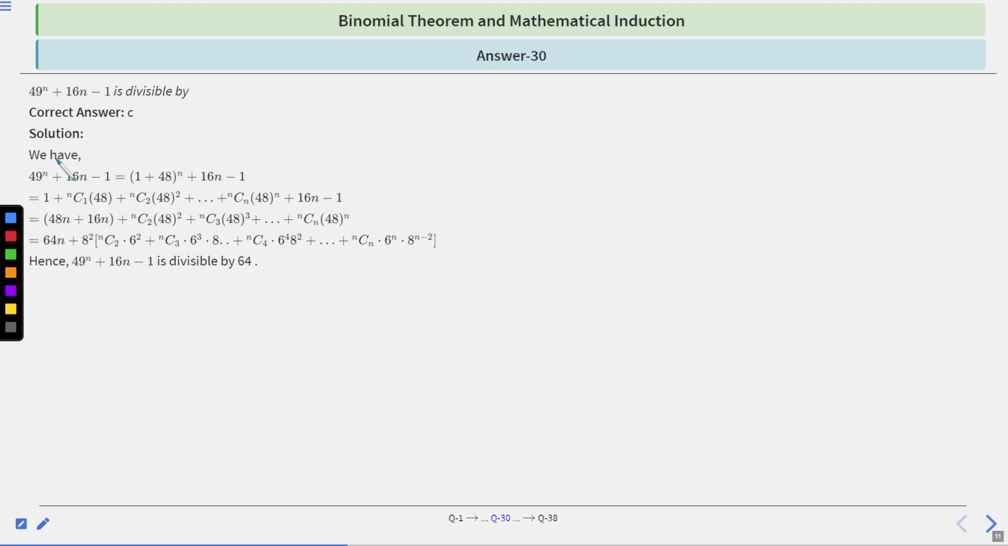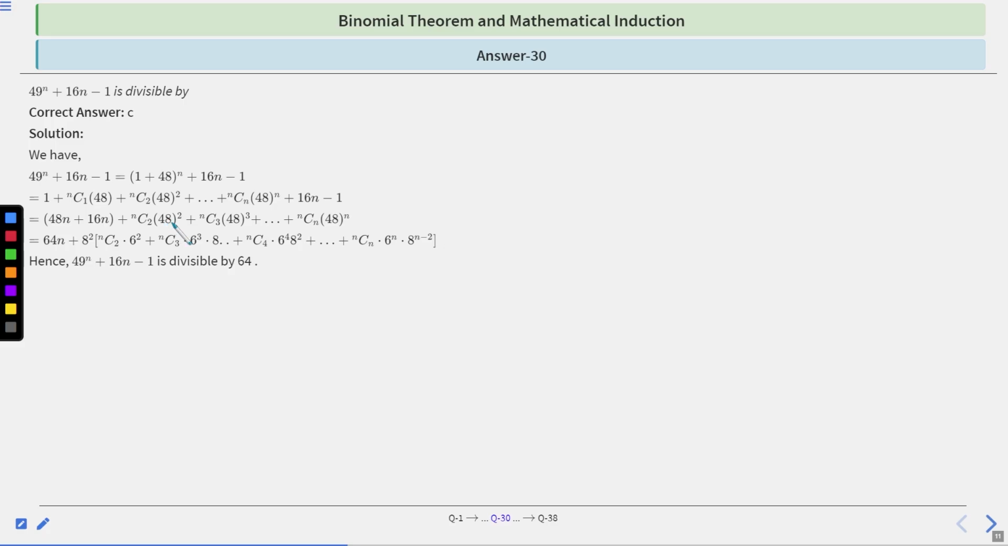See, 49^n + 16n − 1 can be written as (1 + 48)^n + 16n − 1, right? Now (1 + 48)^n can be further expanded as 1 + nC1·48 + nC2·48² + ... + nCn·48^n, plus 16n − 1. Now minus 1 and 1 will cancel out. So it is 48n + 16n + nC2·48² + nC3·48³, like this. So it is 64n and so on.